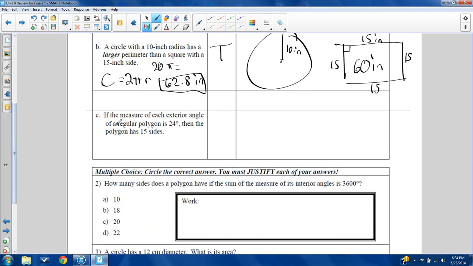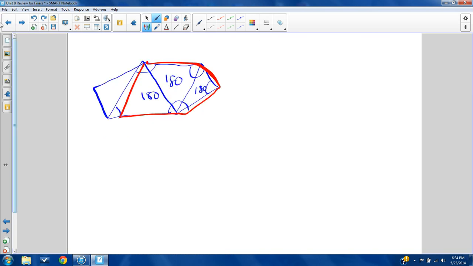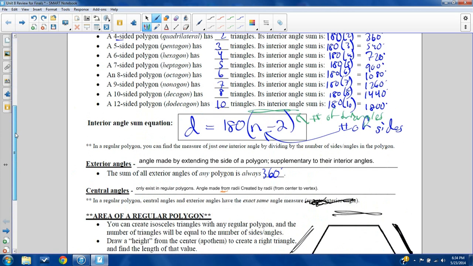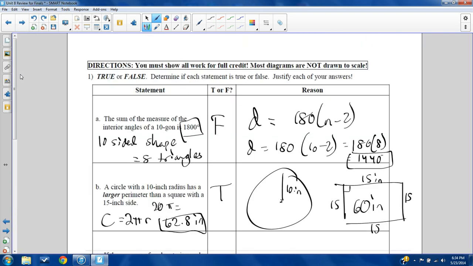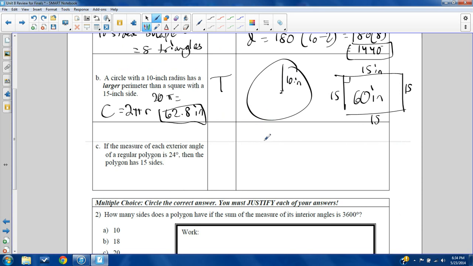Okay, if the measure of each exterior angle of a regular polygon is 24 degrees, then the polygon has 15 sides. So this is stuff that I didn't really talk about here. I went from one way to the other. Again, if you want to save time on this thing, you're going to have to go with me a little bit. But I did tell you that the sum of your exterior angles is 360. If I want to find the measure of each one, I divide it by the number of sides or angles, exterior angles. So it goes the opposite way too. Sum of exterior angles is 360. If I want to find how many exterior angles there are, I want to divide it by the measure of one exterior angle. 360 over 24, use your calculator there, and you'll get 360 divided by 24 is 15. So you get 15 out of this. So there are 15 sides.